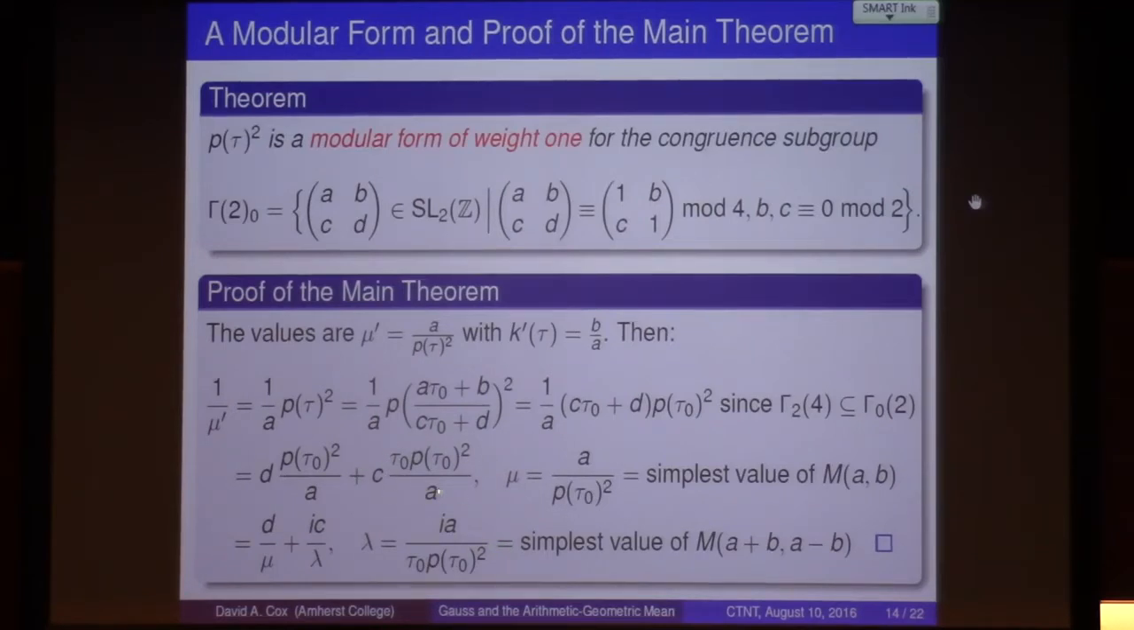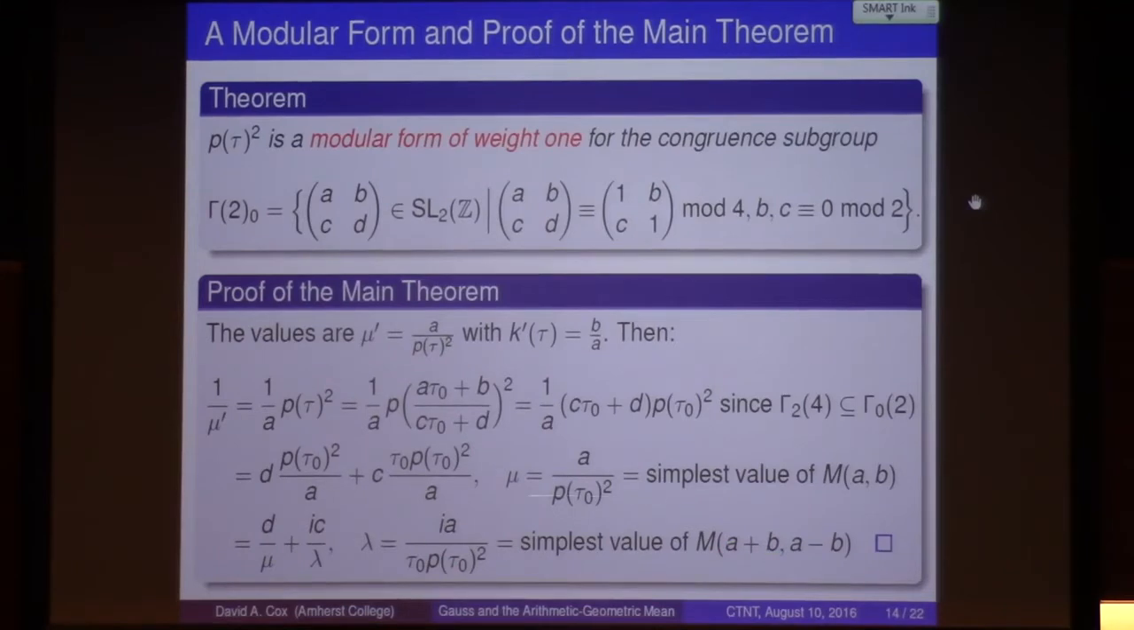And then here you have to do some work to show what this guy is. And so it turns out that when you play the game, what you discover is that this guy right here, up to a value of i, is basically the simplest value of na plus b and a minus b.